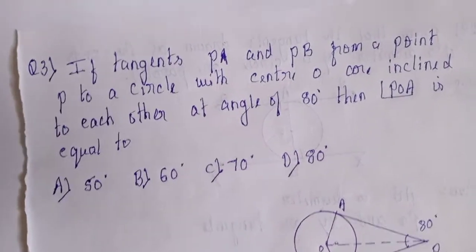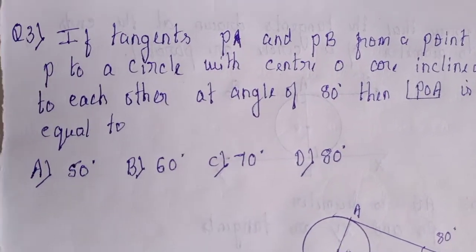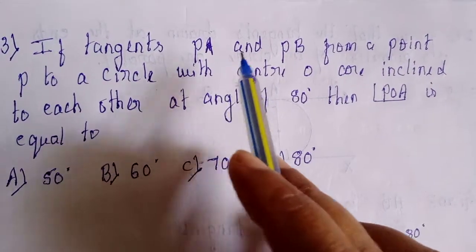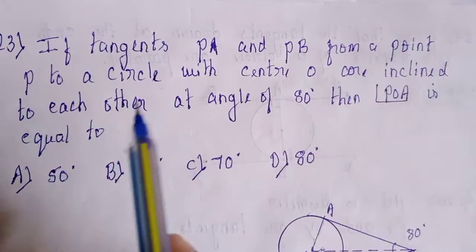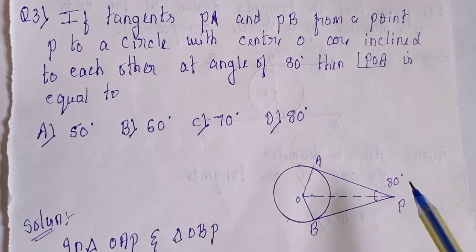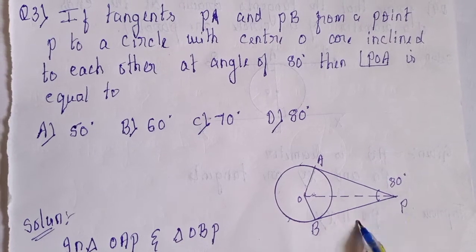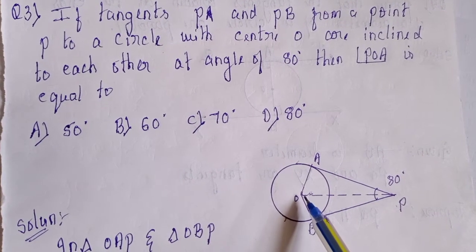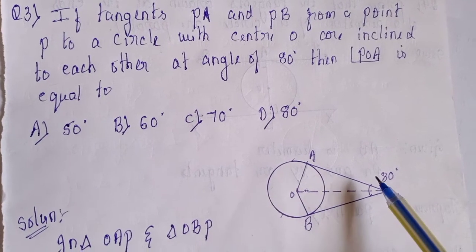And let us move to the next question, that is the third question. What is given: if tangents PA and PB from a point P to a circle, see the diagram. PA and PB are the two tangents drawn from the external point P to a circle with center O, and are inclined.